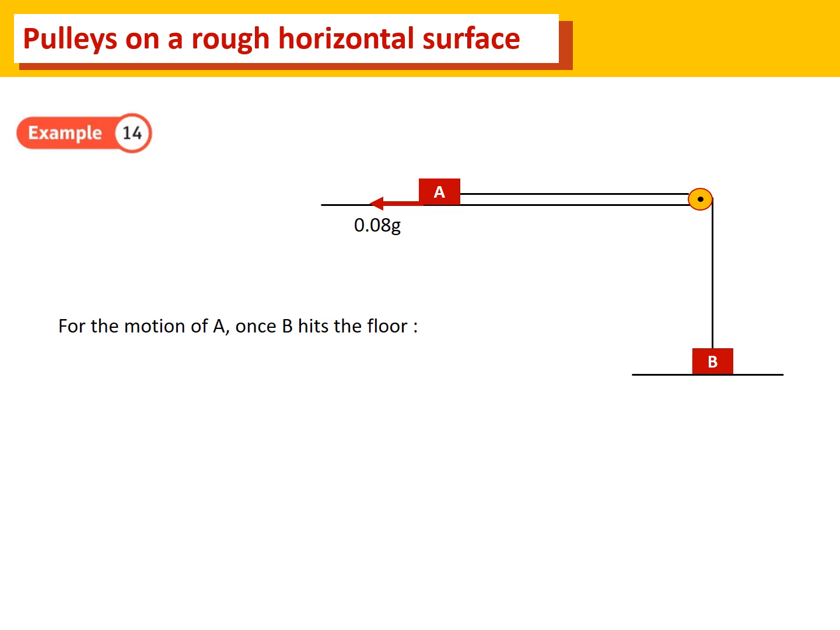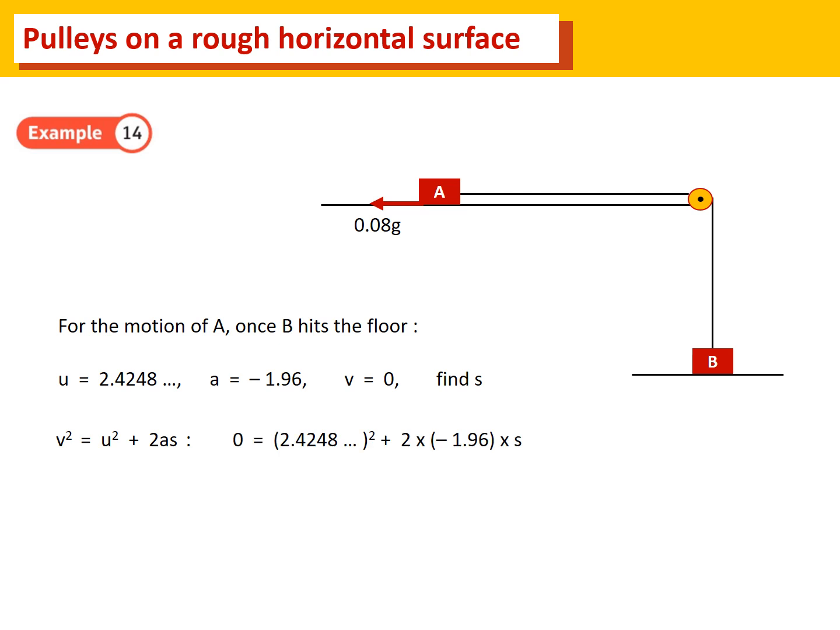So once B hits the floor, we're looking now at that motion of A. Its initial speed, that was the speed that A had reached when B hit the floor. That's the acceleration when the tension in the string is 0. That's the acceleration or the deceleration caused by the friction acting on A. A is going to come to rest, so V will be 0. And we need to find the distance it will travel in this situation. There's our equation of motion. Substituting in our values, rearranging gives us 1.5 meters.